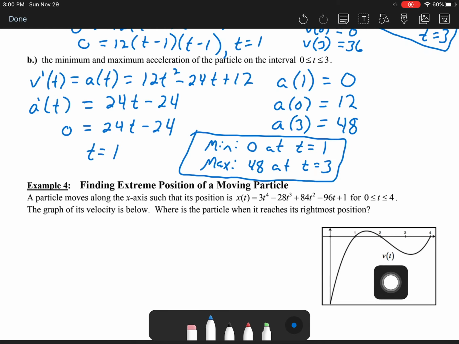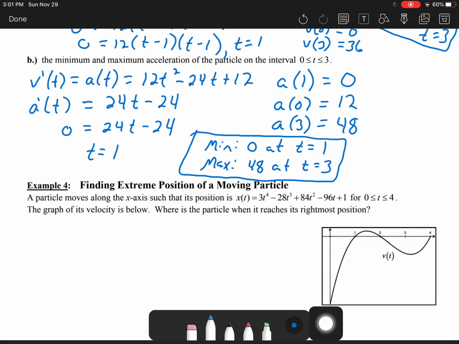But what they've given us for a graph now is actually the velocity of this position equation. Okay, so it's the velocity associated with this position function. Okay, so what do we want to do? We want to find where is the particle when it reaches its rightmost position. Okay, so just to kind of discuss this graph a little bit and what's happening here.